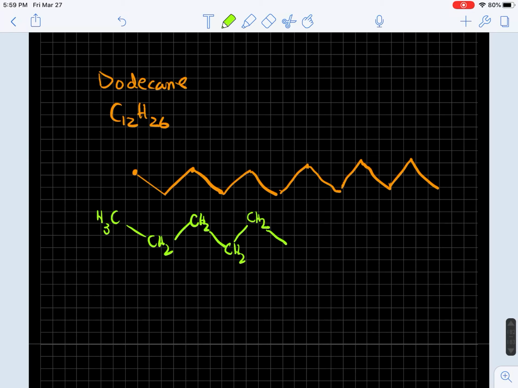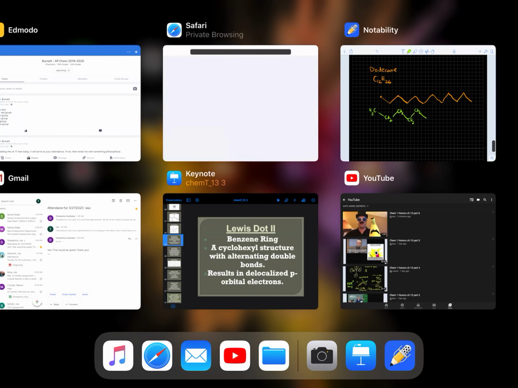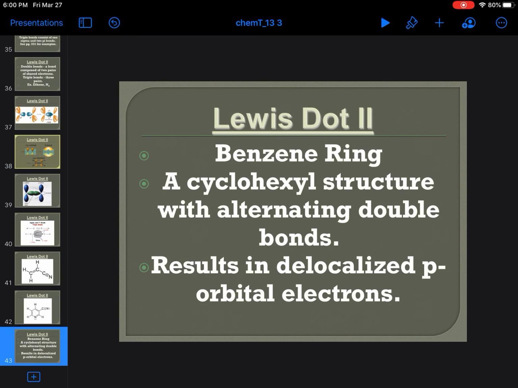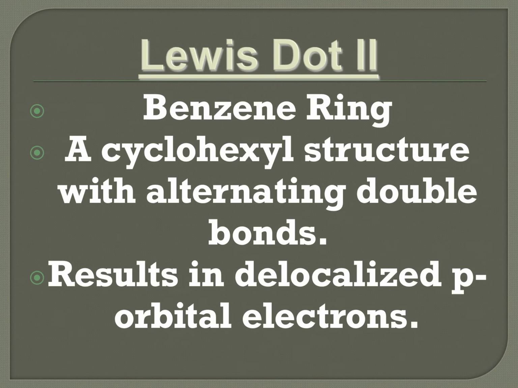All right, so what is resonance then? Resonance is really just hyperconjugation. It's when you need more than one diagram to show what's going on. So let's see what this looks like in your notes.